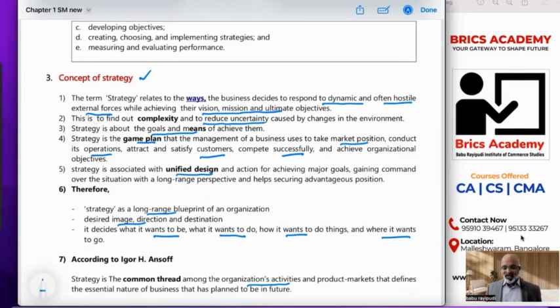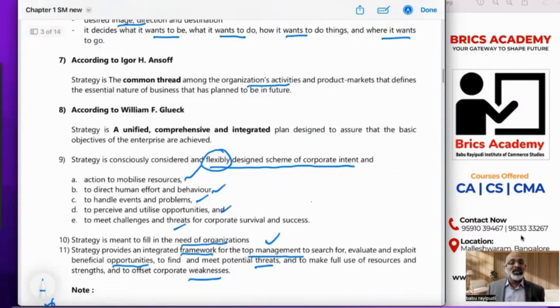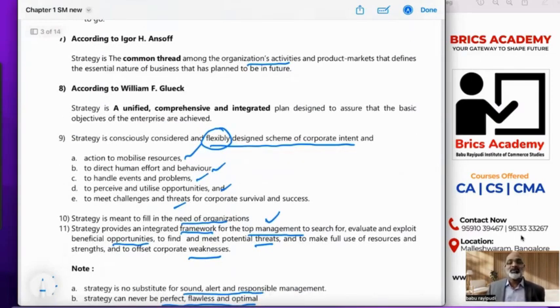Overall, in strategy, we have to be flexible. We have to be practical. We have to find opportunities. We have to grab opportunities. We have to find threats. We have to face them. Okay, we should have actions to find opportunities. We should have actions to find threats and minimize them. We should have actions to find weaknesses and minimize them. We should have actions to utilize our strengths. So mobilize resources, face events, face problems, find opportunities, so on and so forth.